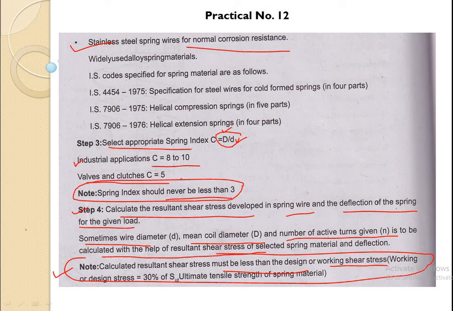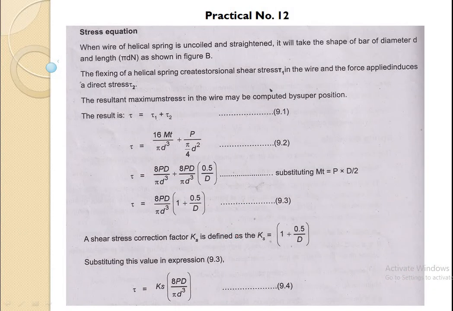How to calculate the shear stress? Design stress or working stress is equal to 0.3 times the ultimate tensile strength of the spring material. That equation you have to use. Now these are the stress equations. We have to design a spring by taking into account the load stress equation and the load deflection equation. Now when the wire of the helical spring is uncoiled, means when it is not in coil position and is straightened, it will take the shape of a bar of diameter d, and length will be pi d n.